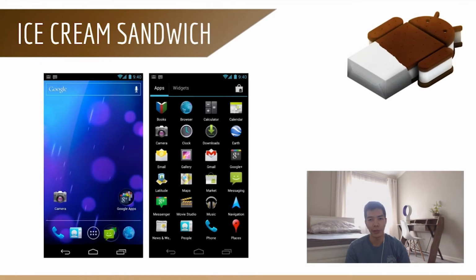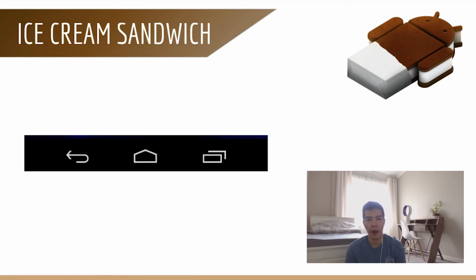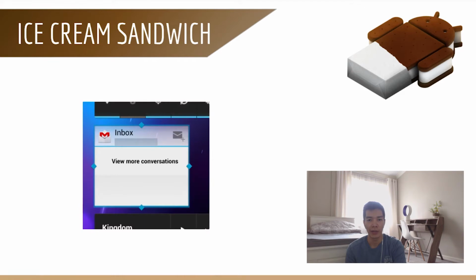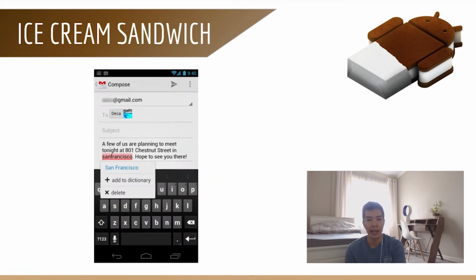Android 4.0 Ice Cream Sandwich was released in October 2011, and it bridged the tablet and mobile versions of Android. All navigation buttons were now on screen. The home screen now allowed for folders to be made. Widgets were now resizable. Rejecting a call with a message was added. Notifications could now be dismissed with a swipe.